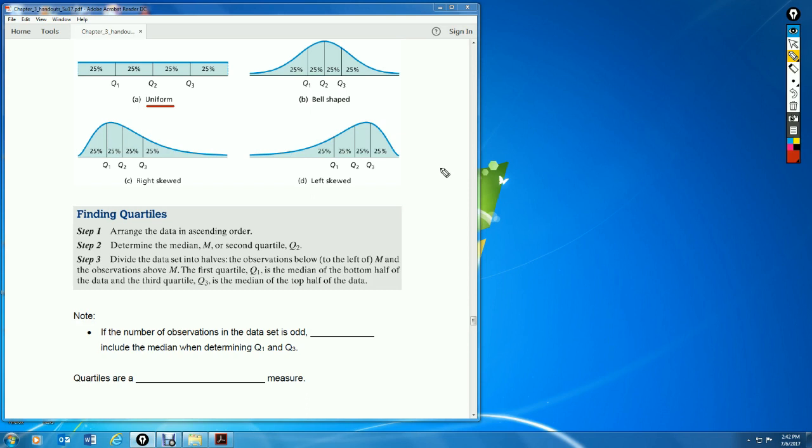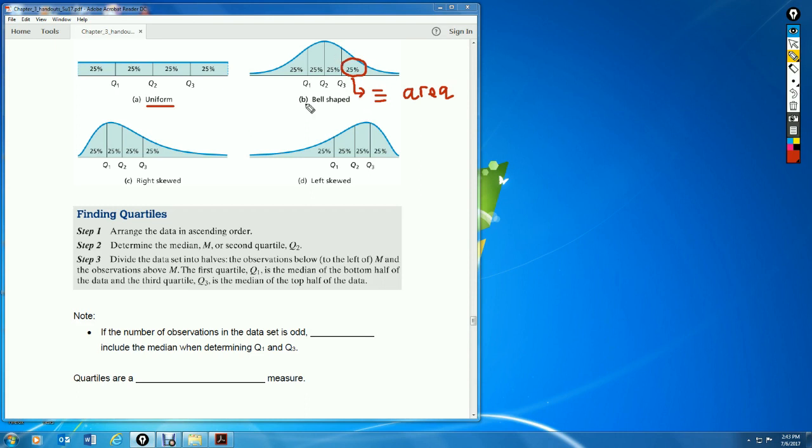Okay. And just a note that the 25% in each case refers not only to the number of data values, but it's also equivalent to the area under the curve, because we will start talking about that in another couple of chapters. So, for example, this 25% represents 25% of the area under the curve.